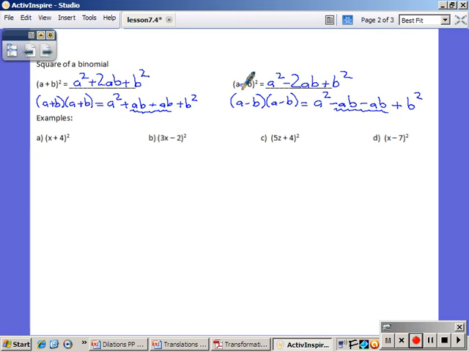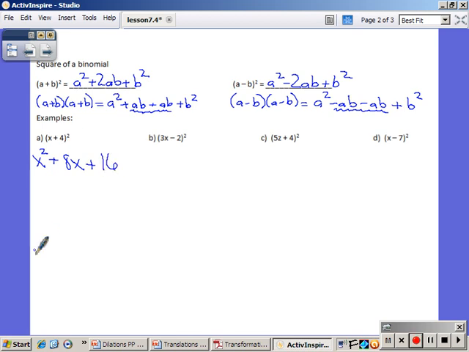So for letter A, x plus 4 quantity squared. First term is x, square it. Sign in the middle comes next, then double the product. Well, the product of x and 4 is 4x. Double it, 8x. Plus the second term squared, 4 squared is 16.